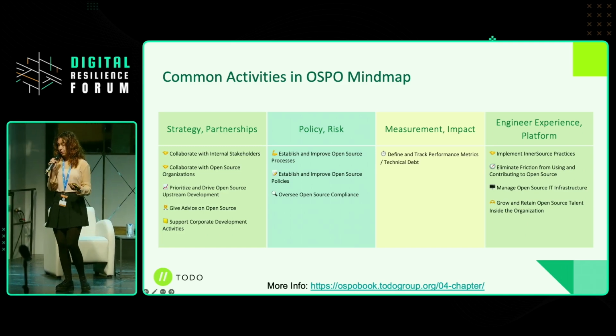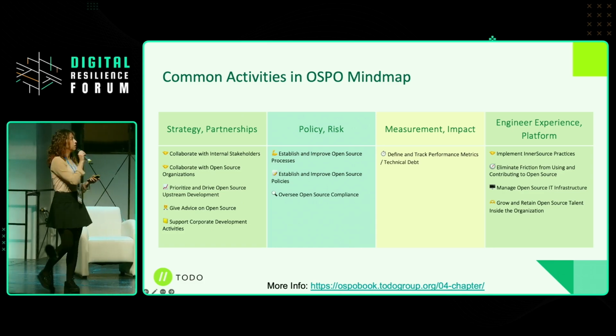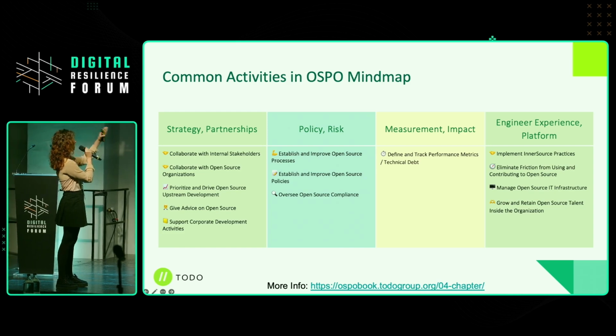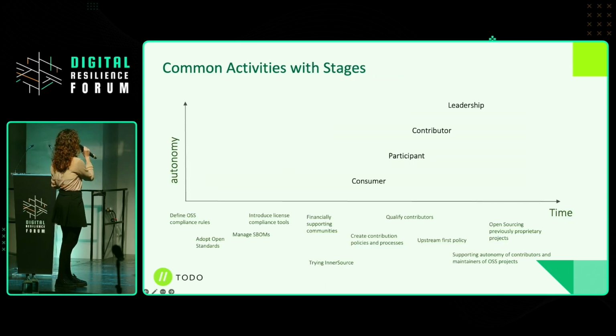And it's always the same thing: what does the organization want from you? Why did they build the OSPO? What are their needs? And what are the different teams' needs? They can be categorized into four areas: strategy and partnerships, policy and risk, measurement and impact, and engineering experience and platform. That last one is more related to developer experience, developer advocacy, and so on.